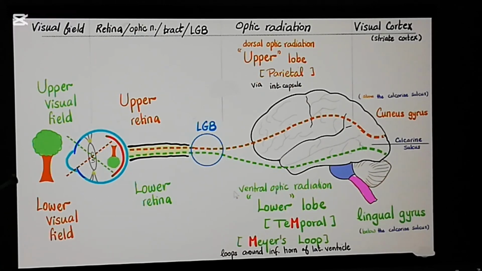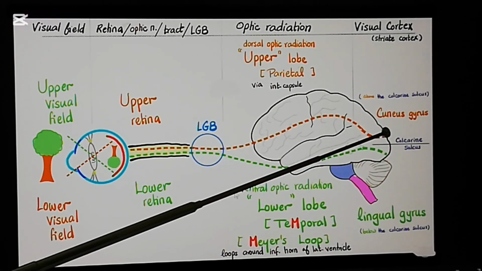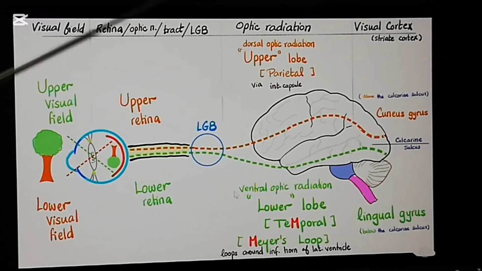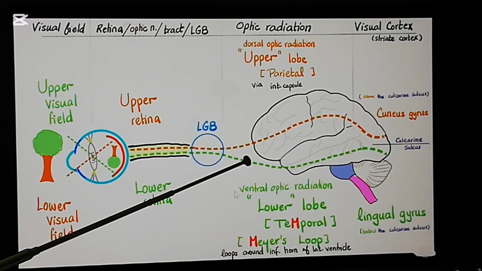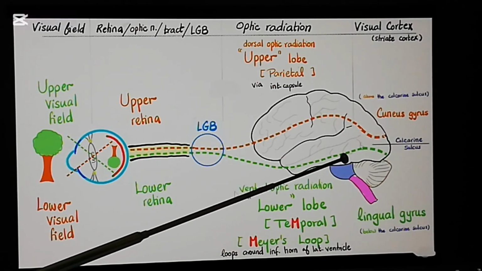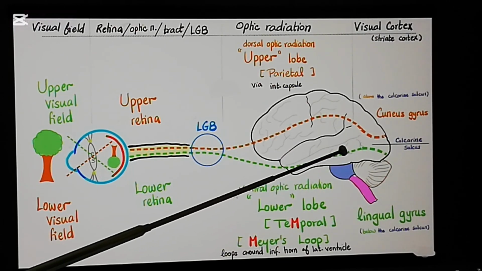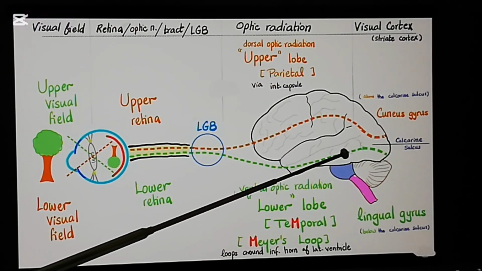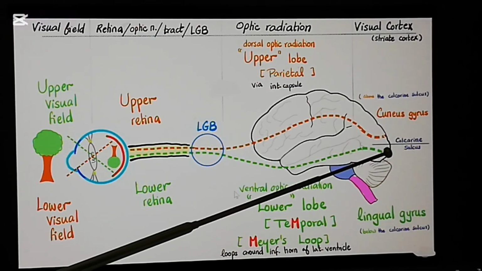So the simple rule is that the upper fibers pass through the parietal lobe to reach the cuneus gyrus, and the upper visual field information, now hitting the lower retina, becomes lower fibers. They wind round the inferior horn of the lateral ventricle within the temporal lobe. So they form a Meyer's loop to reach the lingual gyrus, which is of course below the calcarine sulcus.